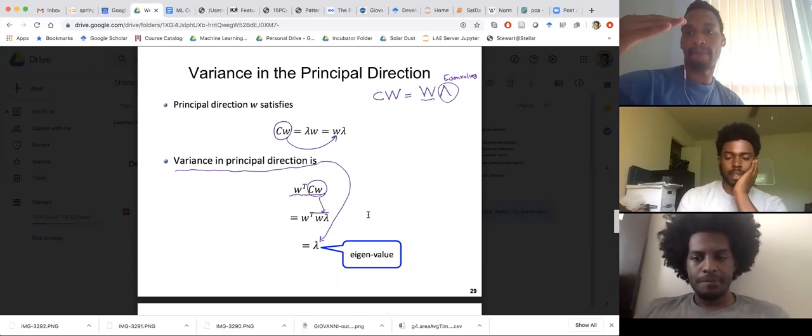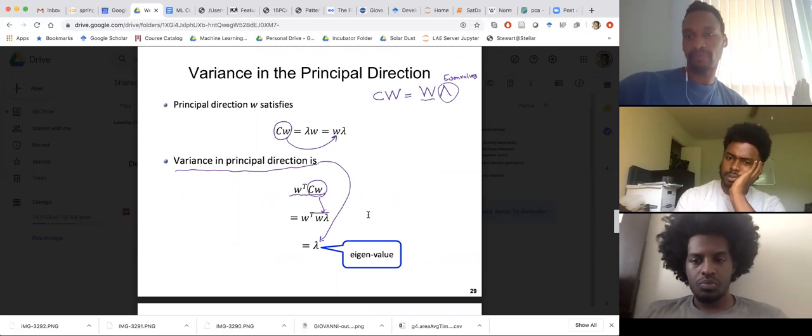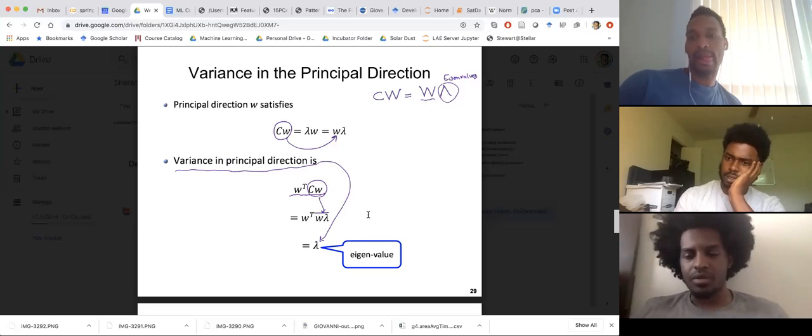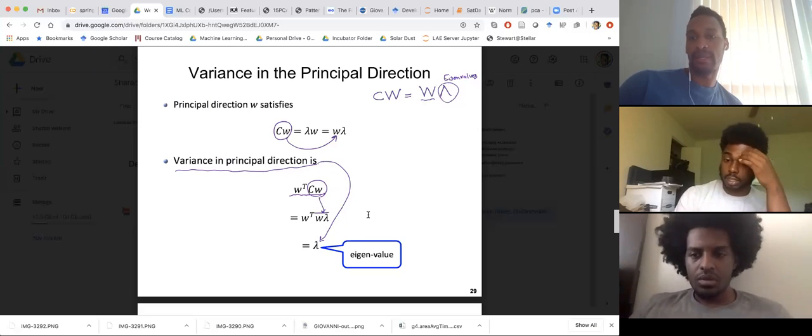Highest value of lambda that we find. So assuming there's a way to solve for lambda, we know that what's going to maximize W^T C W is going to be the highest lambda we find. Like the largest magnitude of lambda. Largest magnitude. Yeah.